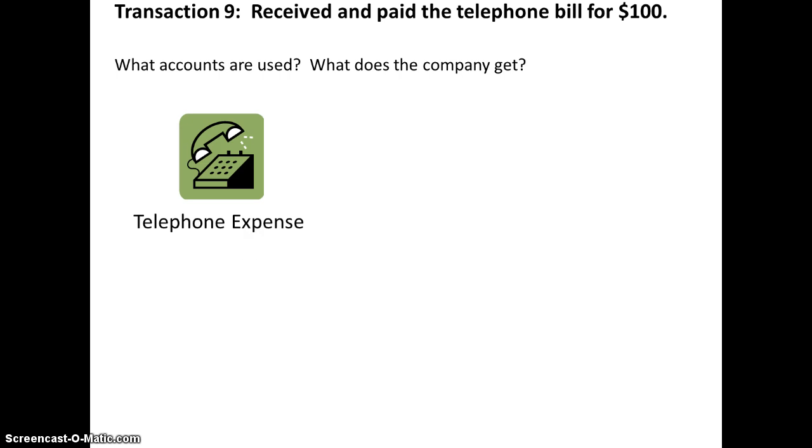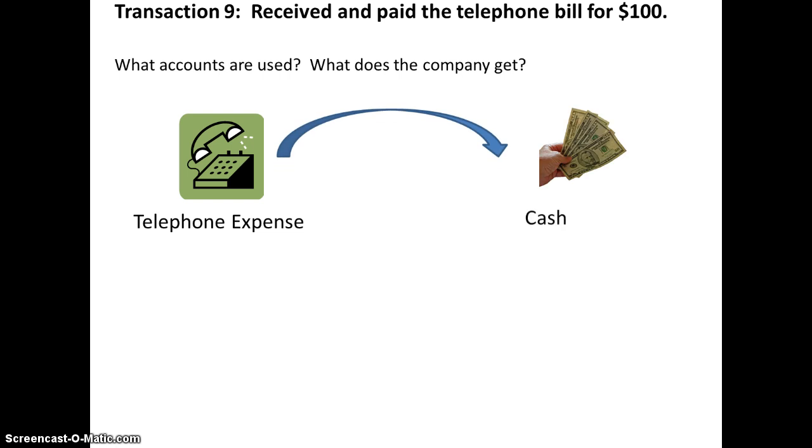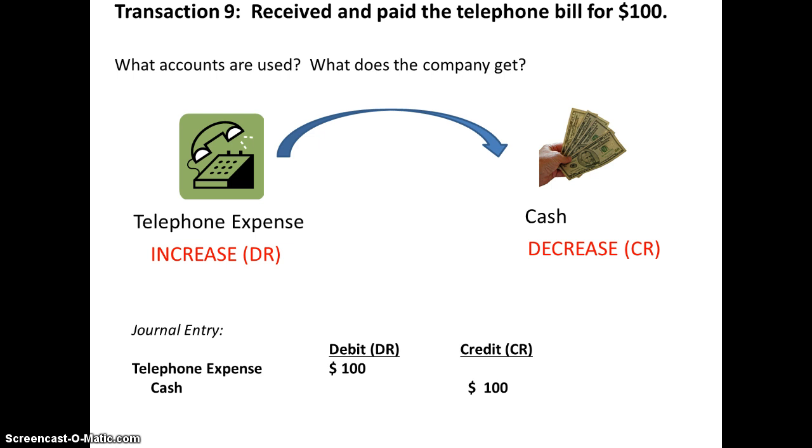Transaction 9, we received and paid the telephone bill for $100. So we received a telephone bill, a cost of doing business, so that's an expense, and we paid it, so we're going to record a reduction to cash. We want to increase our cost of doing business, our expense, and we want to decrease our cash since we paid out our cash. We would debit telephone expense for $100 and we would credit cash for $100.